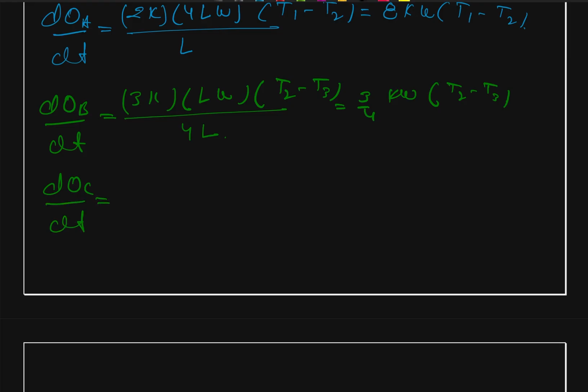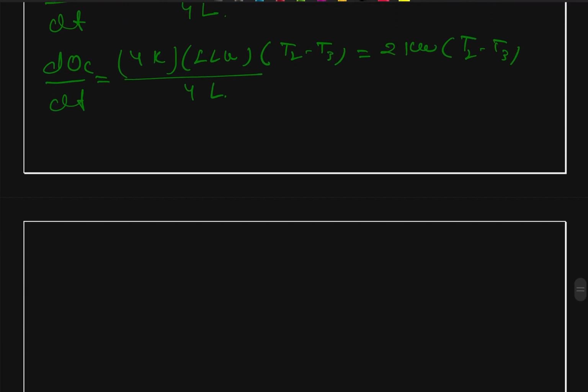C will be equal to our 4K, 2LW, and this is our T2 minus T3 and divided by our 4L. So this comes as our 2kW T2 minus T3.